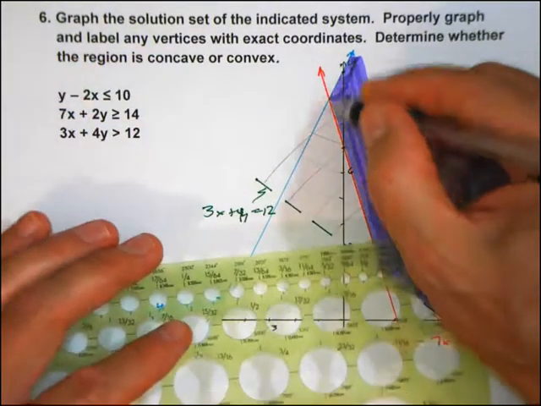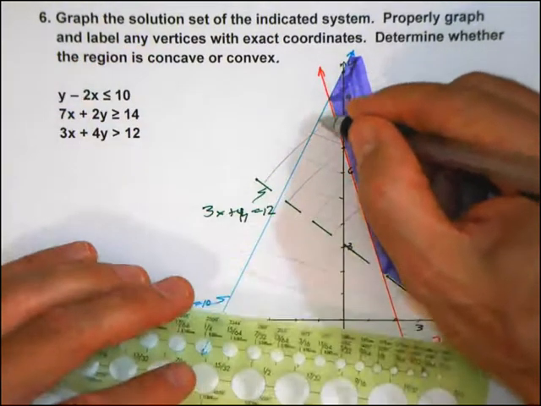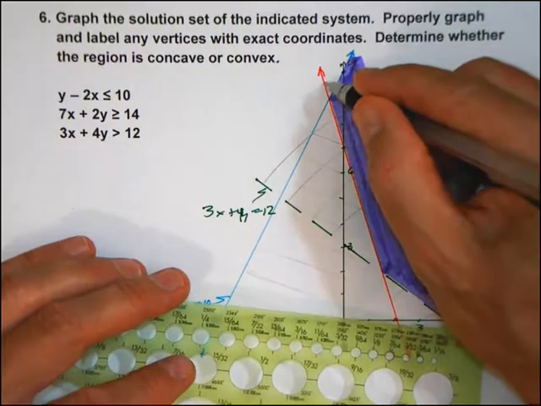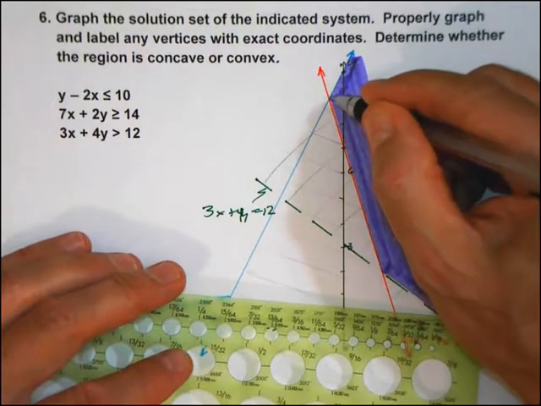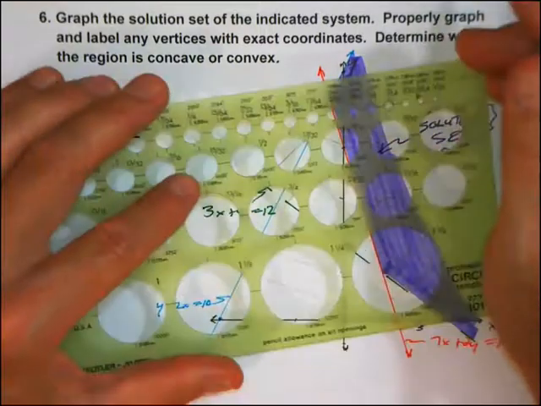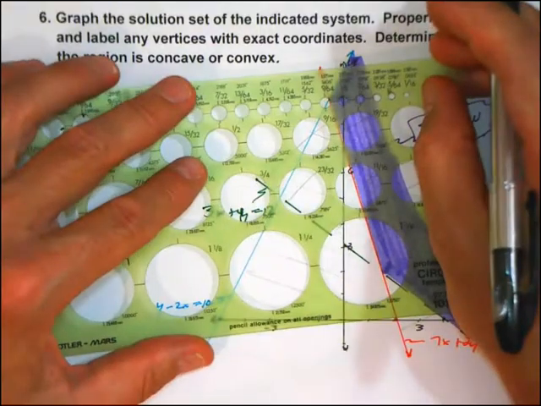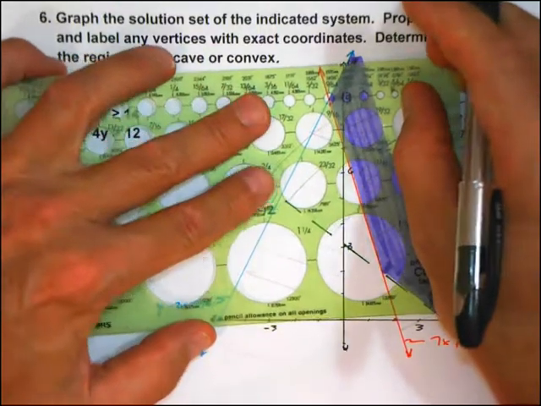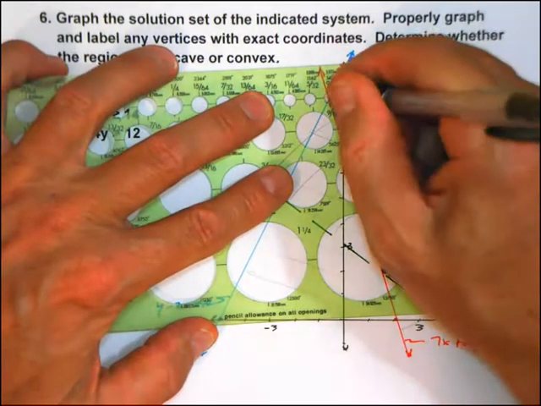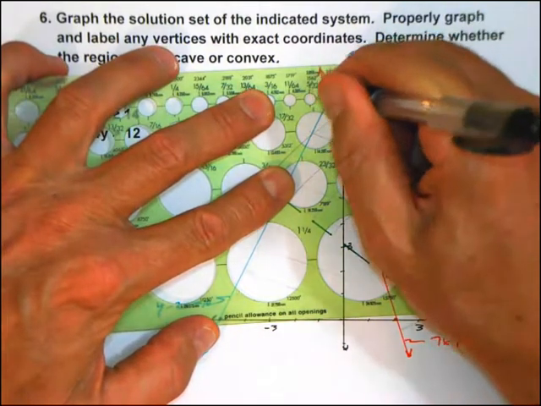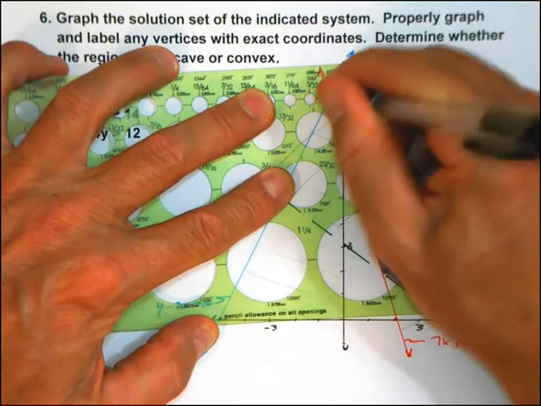This vertex here, how should we graph this? Solid line and solid line are intersecting. This vertex belongs in the solution set. We would indicate that with a solid dot. So I think I'll use this one here and create a solid dot there.